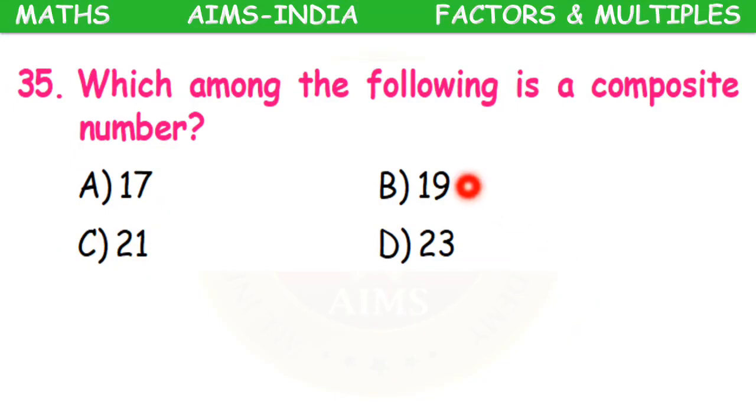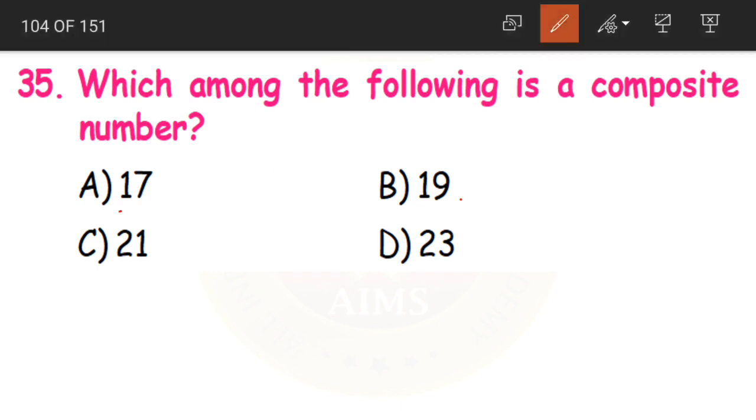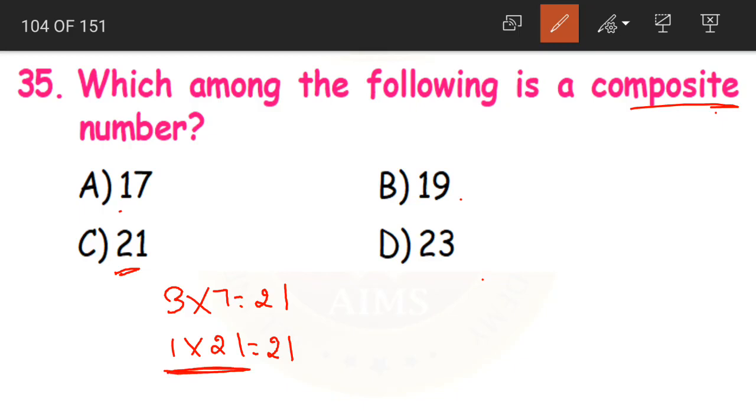Next question. Which among the following is a composite number? Options are 17, 19, 21 and 23. The number that we are familiar with here is 21. We have 3 sevens are 21, and also 1 twenty-one is 21. What is a composite number? A composite number has more than 2 factors. Here 21 has 4 factors. So 21 is our composite number.